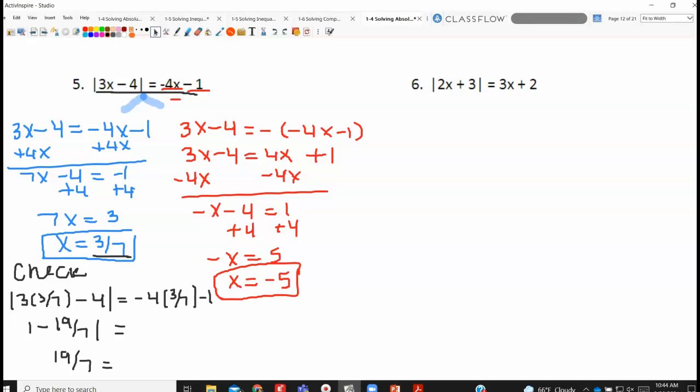And on the other side, negative 4 times 3/7 gives you negative 12/7. Take 1 away, and you get negative 19/7. But does a positive 19/7 equal a negative 19/7? They're not equal. Therefore, 3/7 is that extraneous solution. It fails. It is not an answer. So you got to give me a big X next to it.